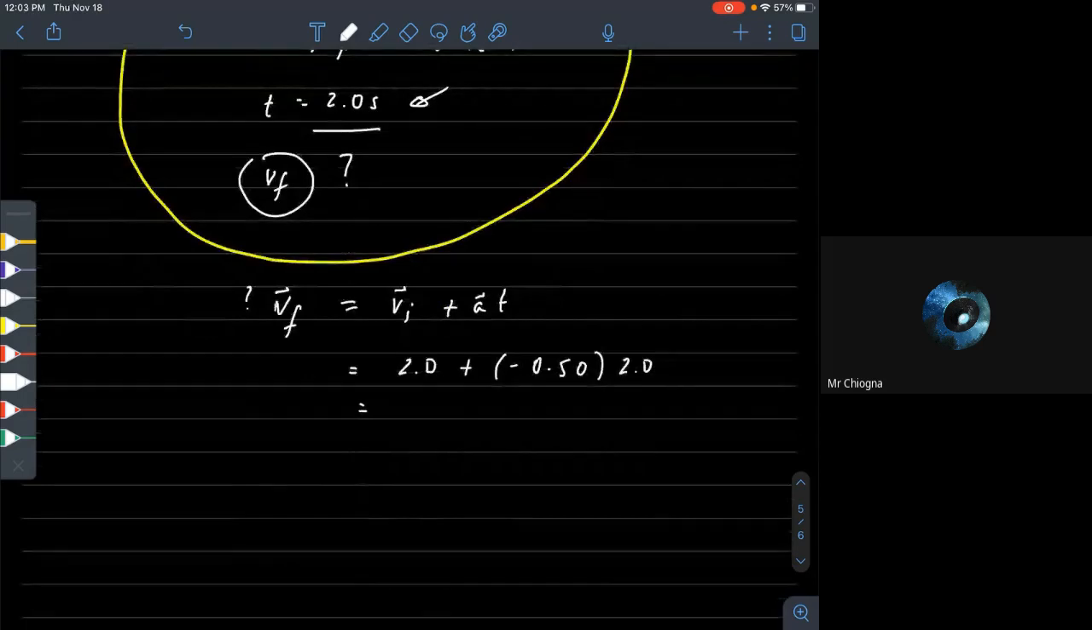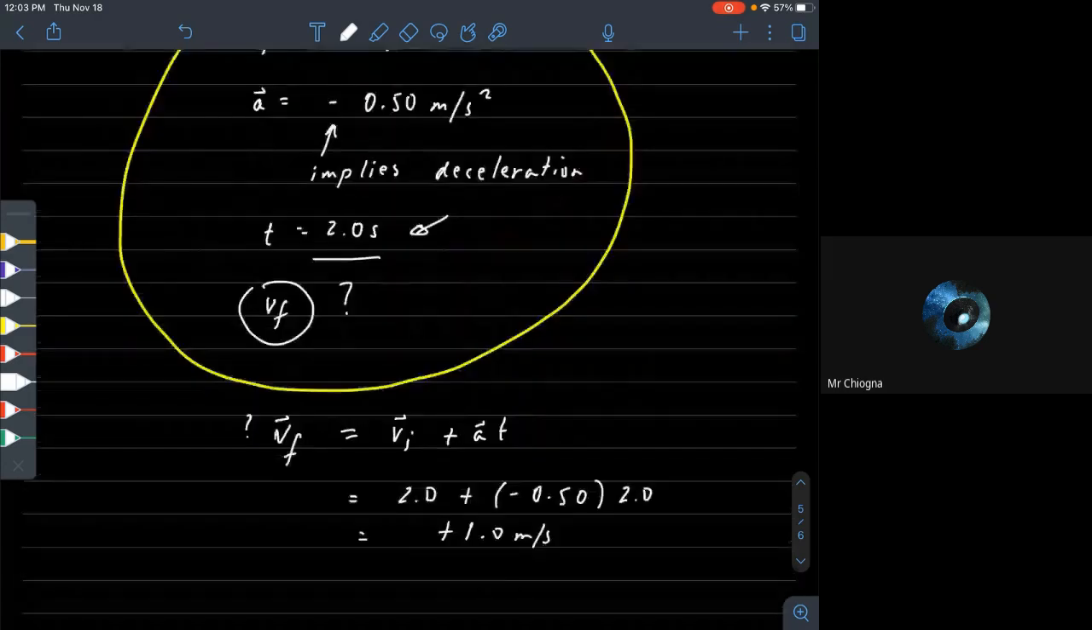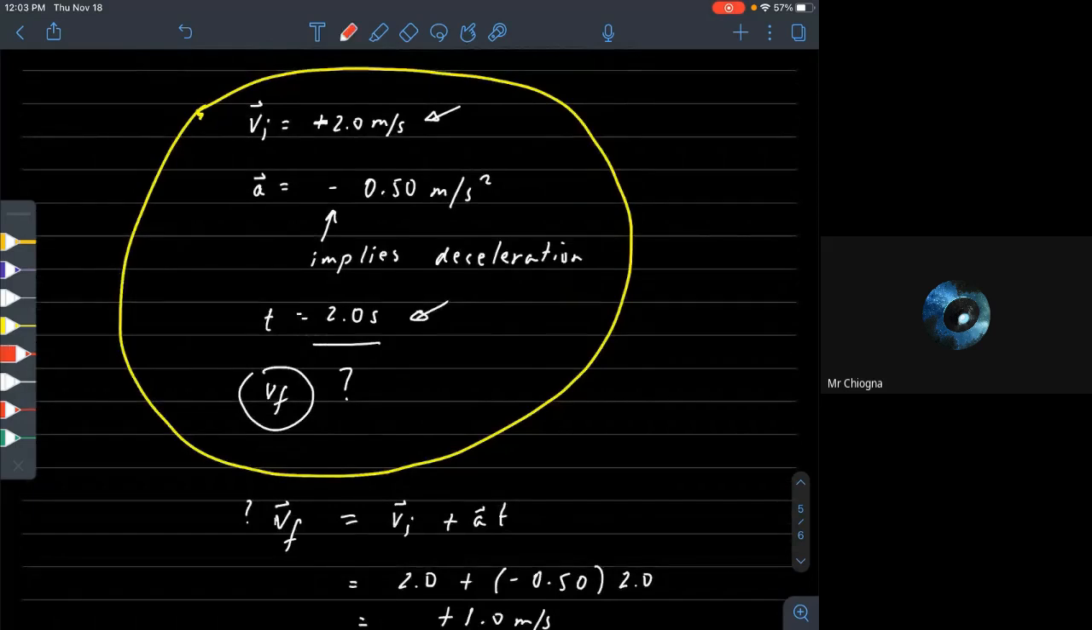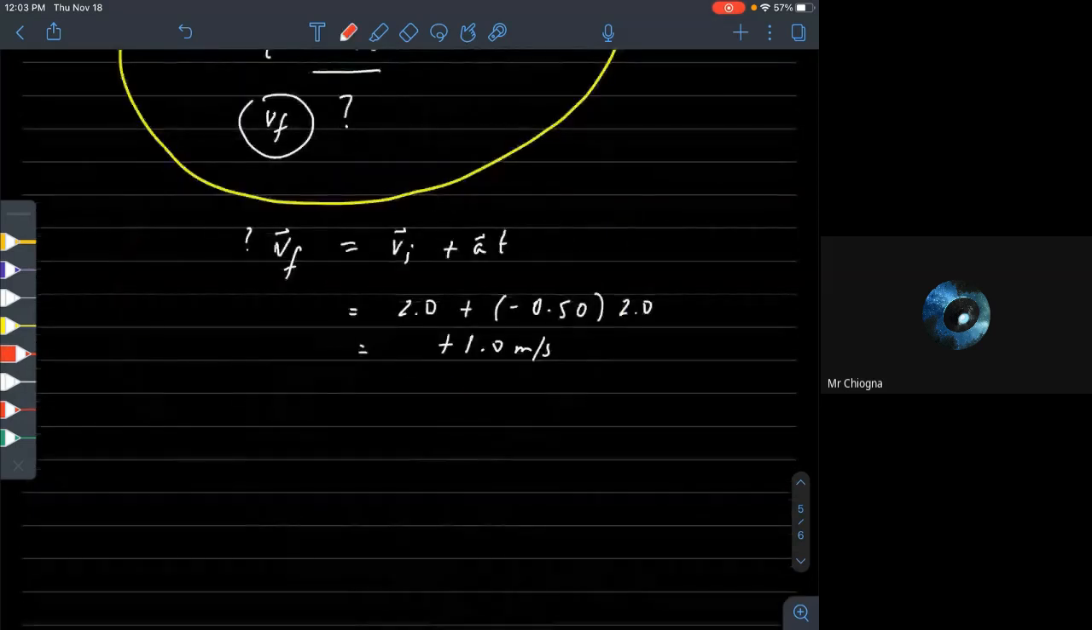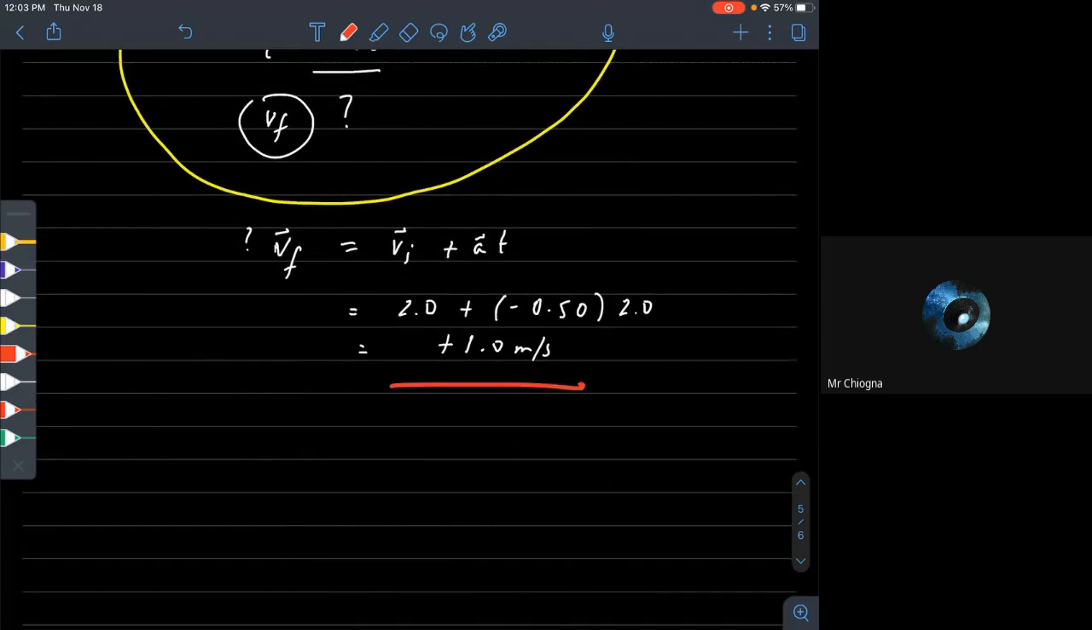Okay. So this works out to be 1. Positive. In your final answer, that's where it's important to include a sign, so I'm clear you understand. Positive means it's moving up still. It's slowed down. It started at 2. Now it's only going 1 meter per second, but it's still moving up. It's slowing down.